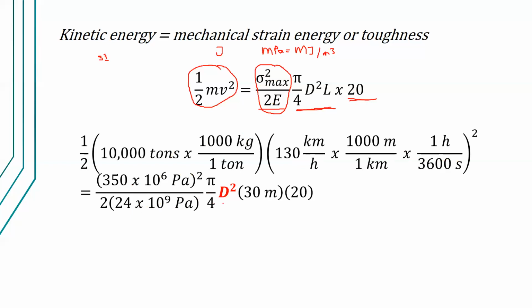Pi over 4, what we are looking for here is the minimum diameter ng thread, so D squared. 30 meters yung haba ng thread. Then there are 20 threads. So if you solve for D, you will get D equal to 2.33 meters. Napakalaki ng diameter na kailangan. And that should be unrealistic, no? If we take a look at that.